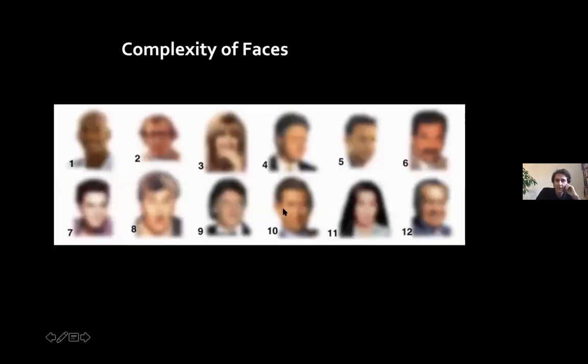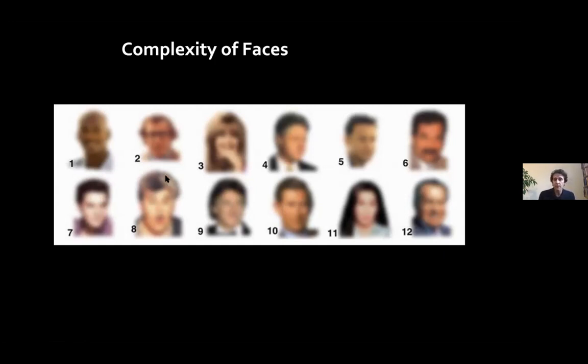Okay. The next kind of complexity is complexity of faces. And if we had a ton of time, we could make a little game out of this and we could see how many celebrities you can identify in this blurred picture of celebrities. What you'll find is you can probably identify quite a few of them. Of course, depending on, generationally, where you stand and who you recognize.